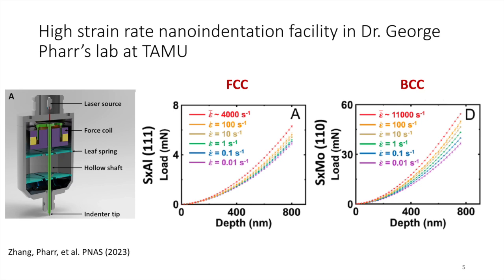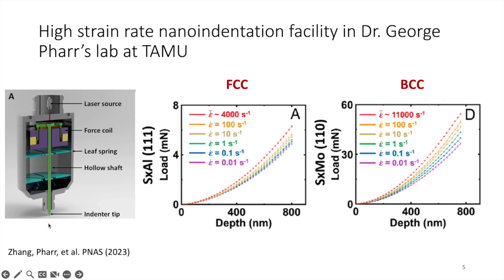At Texas A&M University, in Professor George Farr's lab, they designed a new high-strain rate nano-indenter testing system. On the left, that shows the schematic of the instrument. The size of the instrument is about like stacking two microwaves, so it's more like a desktop setup, which saves a lot of space. The second thing is, since we're doing nano indentation tests, from one sample you can get many data points, so we can consider that as a high throughput technique.